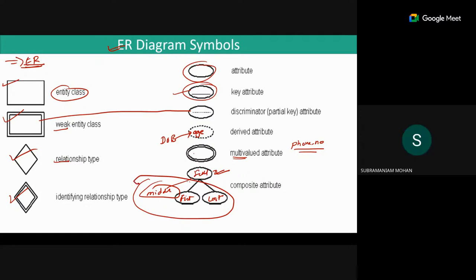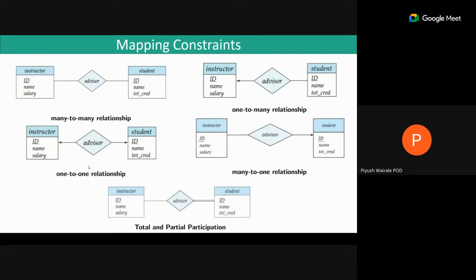Okay. So what are the discriminator and partial keys? Can you give an example? Yes, I will discuss that, because when we discuss the identifying relationship, I will discuss it with that also. But let me discuss this mapping constant first.